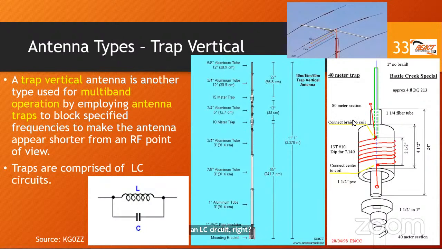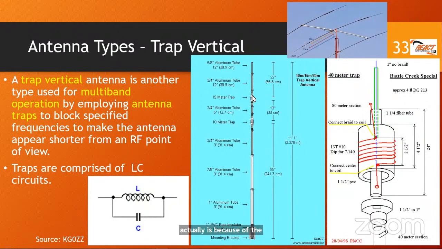That's how it's constructed. And on the right-hand side here, we have what a trap might look like in terms of a design. Notice the coil, and notice this here, which creates capacitance. This is an example of a trap, and this vertical antenna has multiple traps installed along the length of the antenna. The reason we have these traps, which are essentially tuned circuits, is to allow these antennas to operate on multiple bands, because at a particular frequency, this trap will cause the antenna to appear to be shorter electrically than it actually is because of the nature of the resonance.